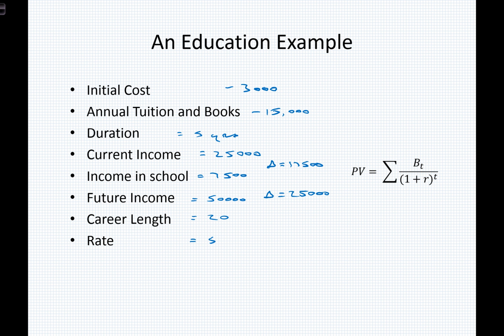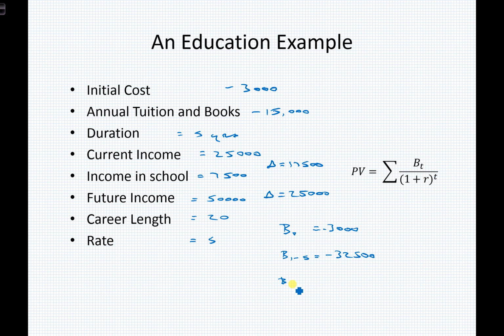So as I think about this equation, I have to think, well, what's the beta t going to look like to begin with? Well, my beta t for year 0 is going to be 3,000. That's the initial cost. And I'm saying beta t at year 0 because if a cost is incurred immediately, there is no time. It happens immediately. It's at time 0. My beta t for years 1 through 5 is negative 32,500. That is the $15,000 of tuition and the $17,500 change in income.